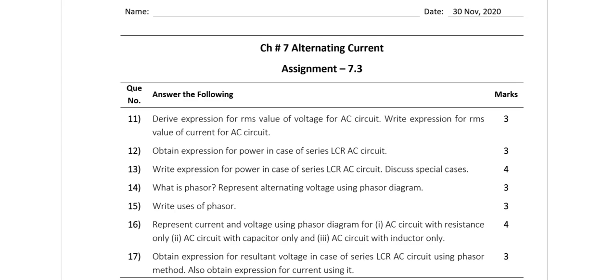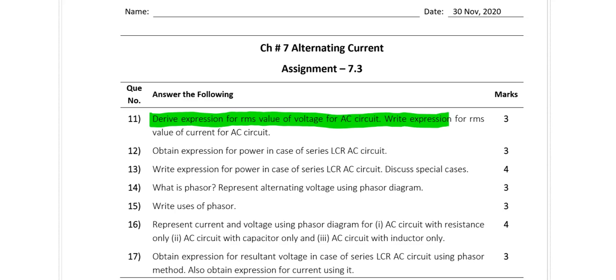videos. In first video we have just one question, 11th question, which is derive expression for RMS value of voltage for AC circuit. Write expression for RMS value of current for AC circuit. So let us start.